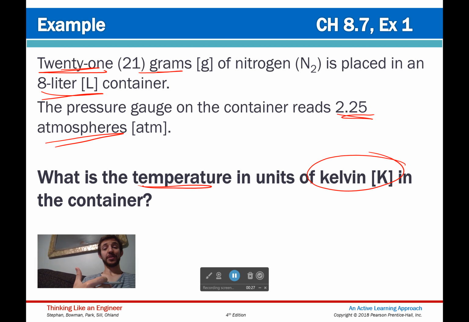Okay, so this is a gas pressure problem. You can tell that because we're seeing volume, we're seeing pressure, we're seeing grams of nitrogen, so that's going to be moles at some point. So let's see if we can solve this problem.